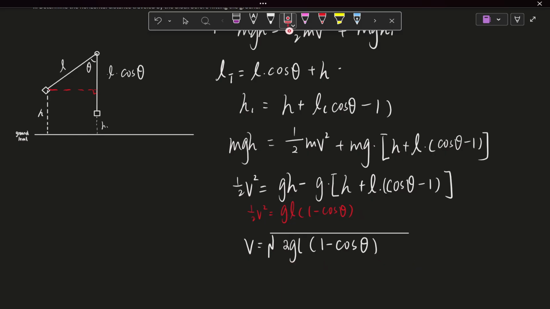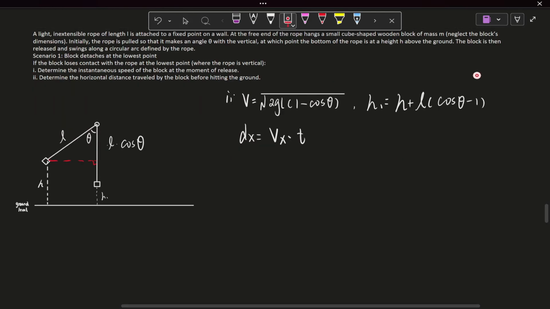Well, this part is not that bad because the basic conceptual stuff is literally the same, which is conservation of energy. It's just a little bit complicated on the algebra part, but if you're a little bit careful on that, you'll be fine. Now let's look at part 2.